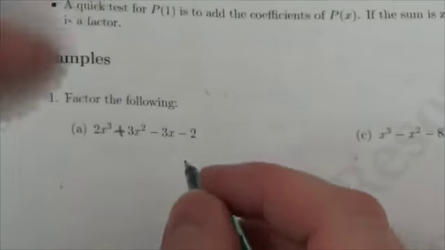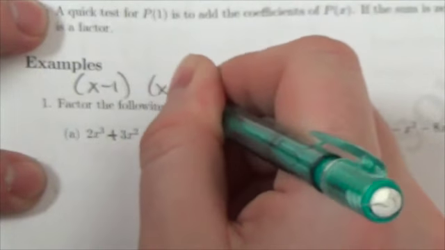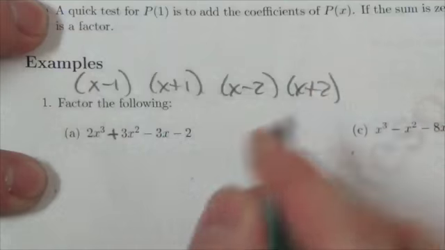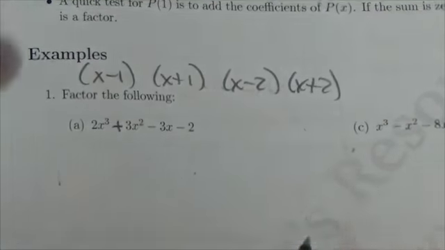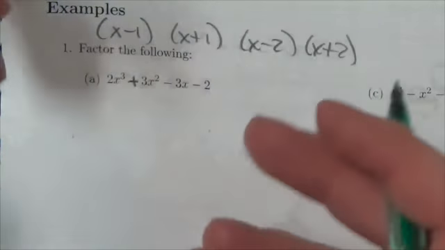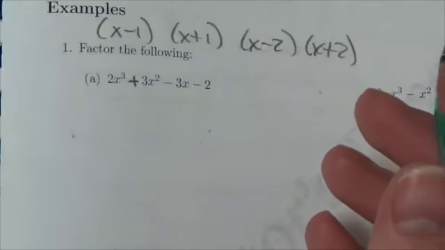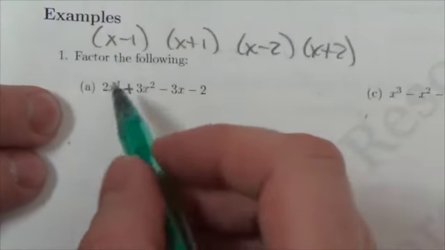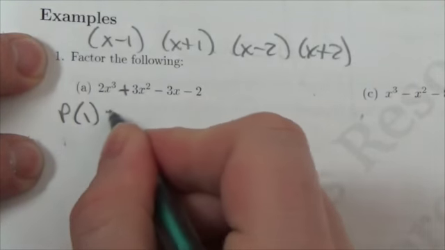So these are the possibilities, and I'll write them up here: x minus 1, x plus 1, x minus 2, x plus 2. These are the four possibilities for factors that I'm going to have to check first. And I'm supposed to use the remainder. Ultimately, I understand that we're going to end up graphing them on the calculator and factoring like that. But what you're supposed to do is take a look at the possible factors, and let's just choose the first one here by plugging in +1.